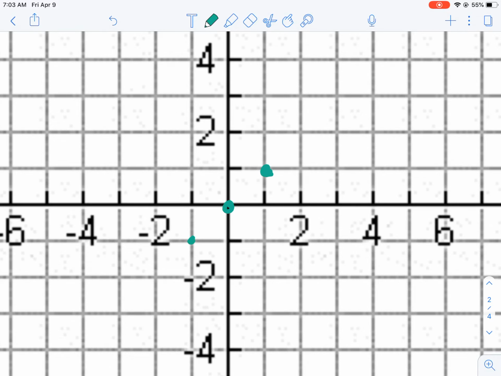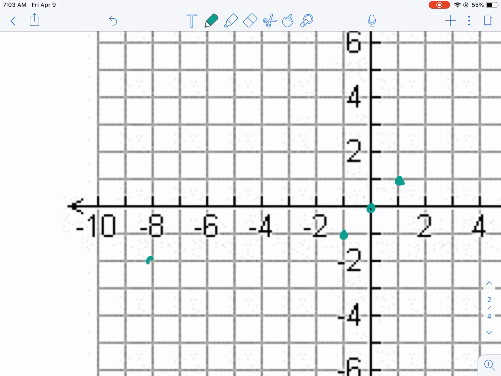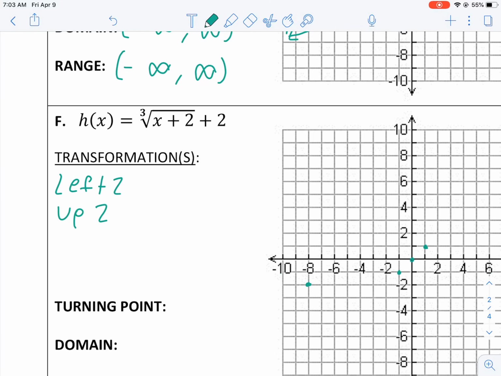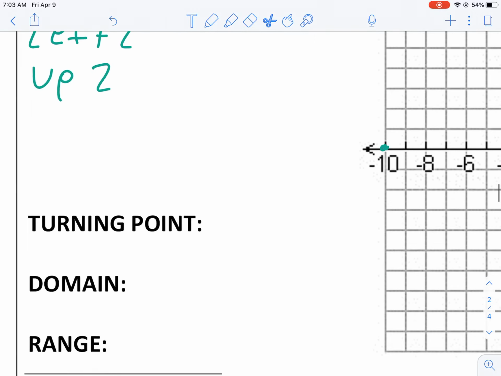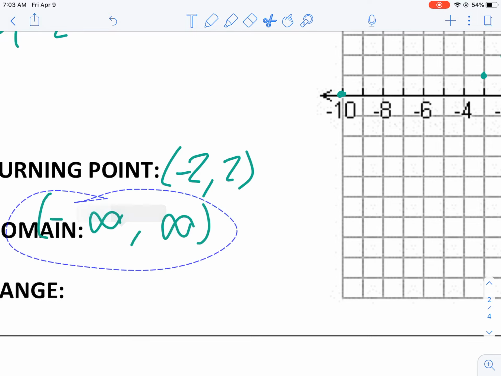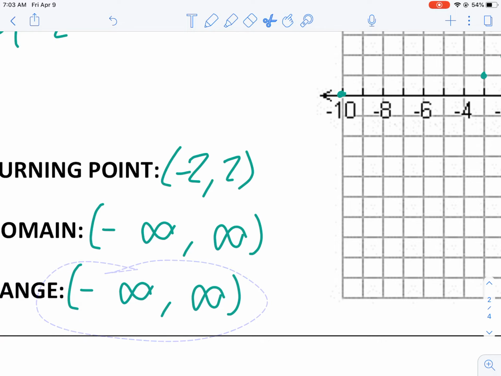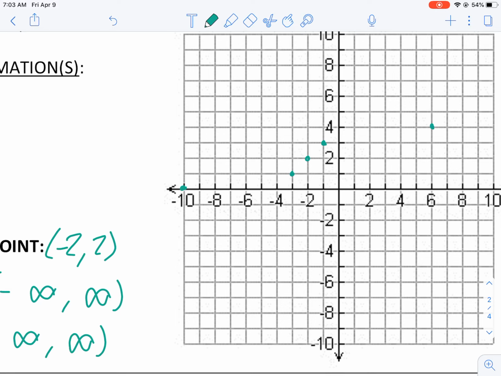We've got 1, 1, negative 1, negative 1. Then we go to 8, 2, negative 8, negative 2. And now we want to shift it left 2 and up 1. So again, just look at the turning point. That's the one you can focus on, and the rest will move with it. So we go left 2, up 1. And there we go. So our turning point got moved to negative 2, 1. These are going to be the same, so why don't we just paste them? And then we can connect our points and make our cube root function.